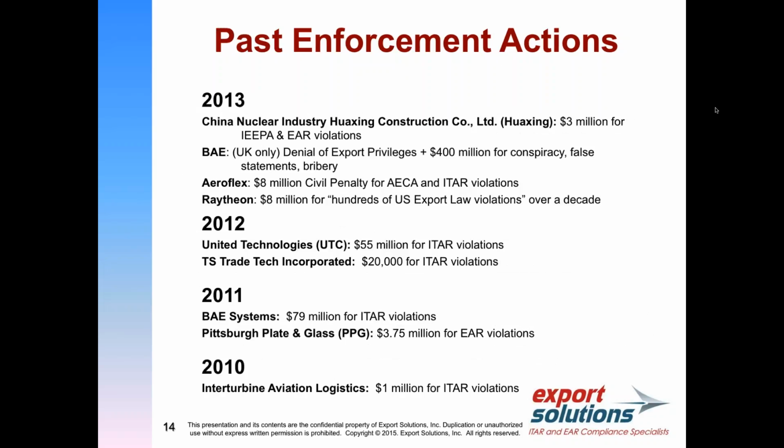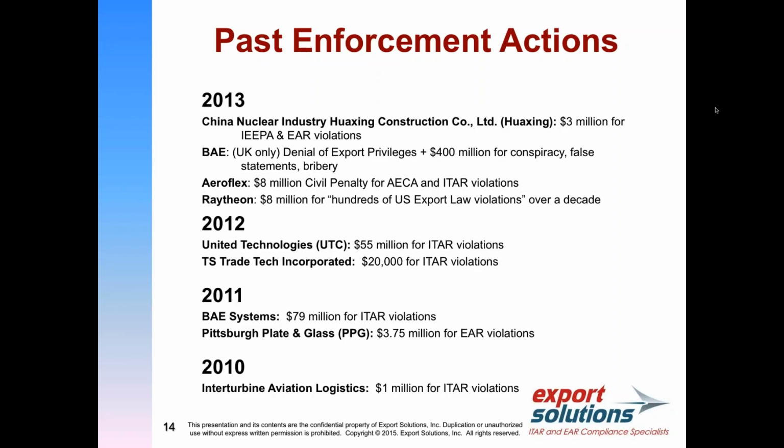These are some past enforcement actions we kind of like to keep up because the numbers were so high. And let's face it, 2013 wasn't that long ago. The China nuclear industry got fined $3 million for violations. BAE in the UK had denial of export privileges, plus a $400 million fine for conspiracy, false statements, and robbery. I don't know about you, but I don't believe my company could withstand a $400 million fine. But most companies can't. BAE is one of the hugest companies in the UK, but I'm sure it hurt, and I'm sure a lot of people lost their jobs for this.